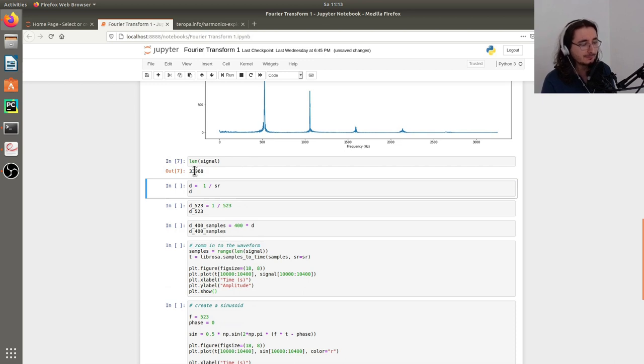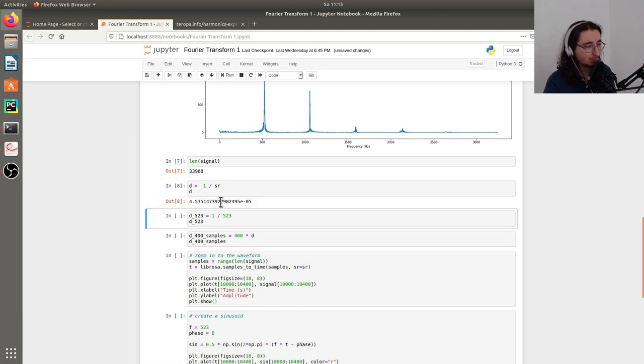So the length of the signal, or in other words, the number of samples that we have, is around 34,000 samples. The sampling rate, if I remember correctly, should be 22,050 hertz. And the duration of each sample is the inverse of that, which is 4 times 10 to the power of minus 5. So it's a very, very short amount of time for each sample.